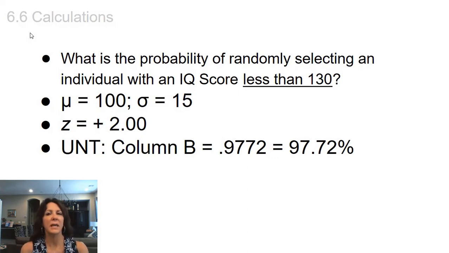What did we do again? We have our raw score of 130. We converted it to a z-score, and then we used that z-score to find probabilities in the unit normal table.